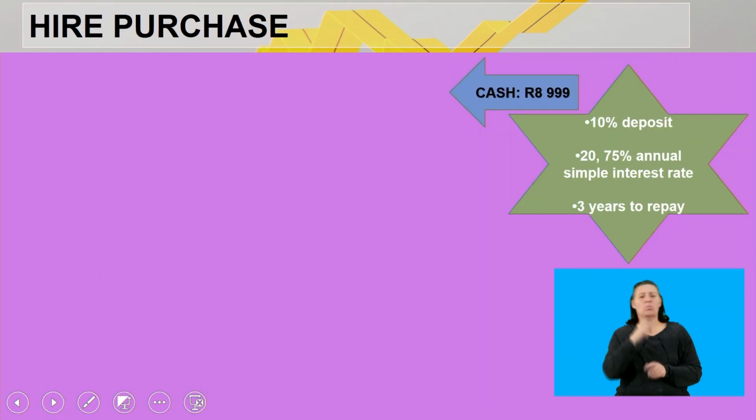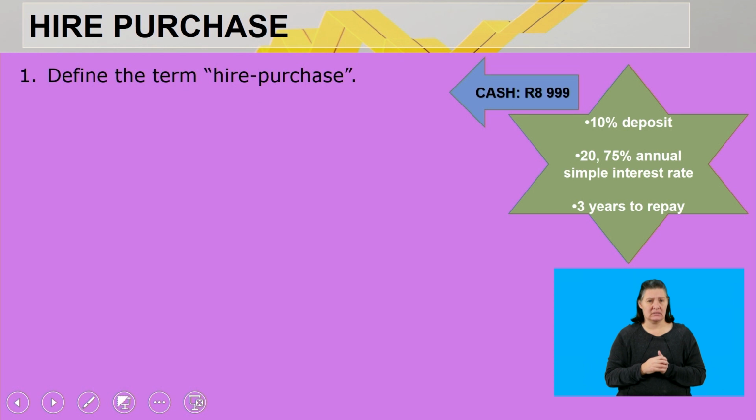So what is it that we need to calculate? First of all, define the term hire purchase. Remember, this is a level 1 question. Know your terminology, know your definitions. You will be tested on that.